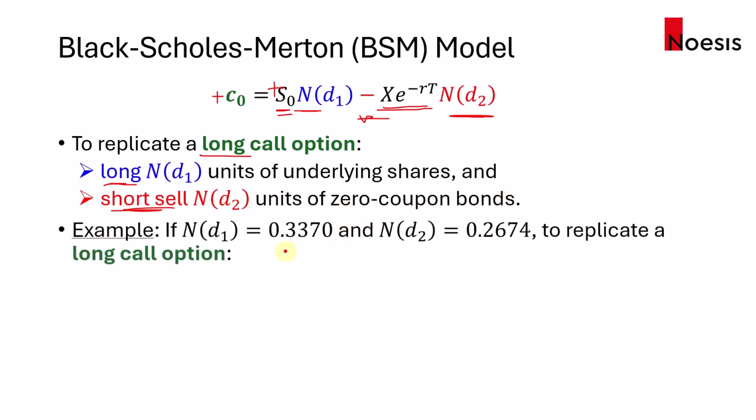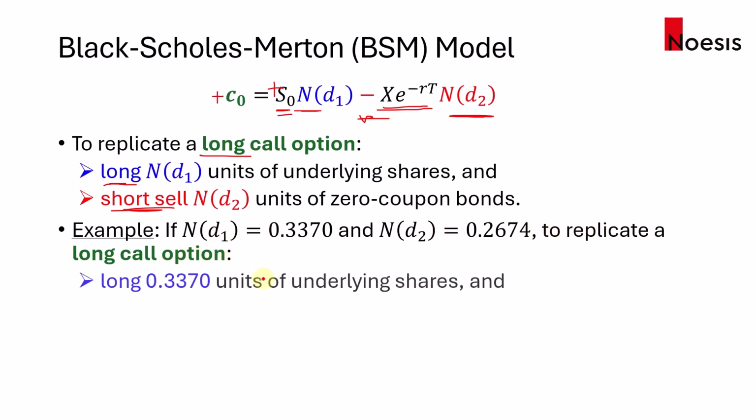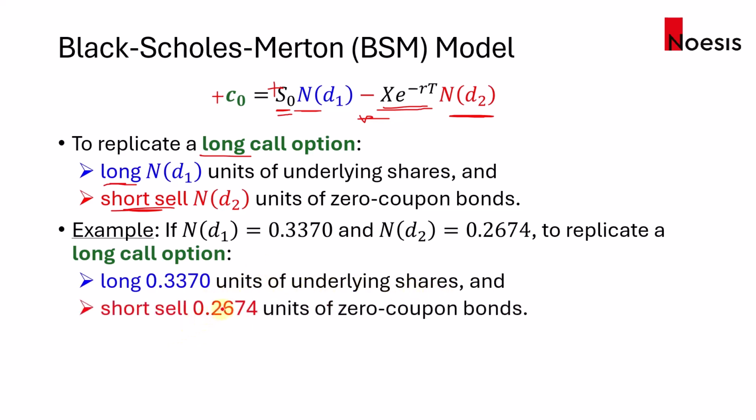Now, if you are given the values of N d sub 1 and N d sub 2, to replicate a long call option, we'll have to long 0.337 units of the underlying shares, and we will short sell 0.2674 units of the zero coupon bonds. So a plus means you will long and negative means you short sell the respective components, whether it's the shares or the zero coupon bonds.